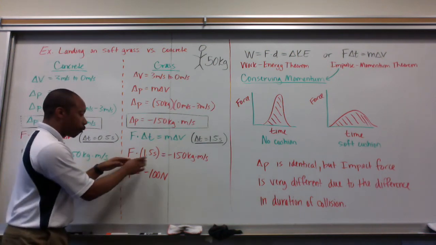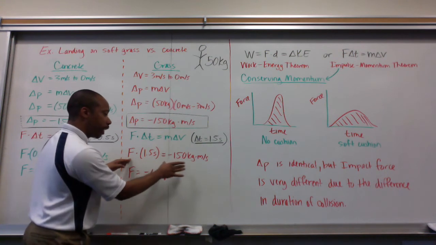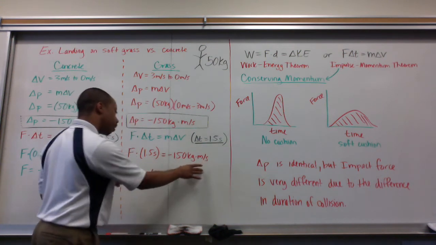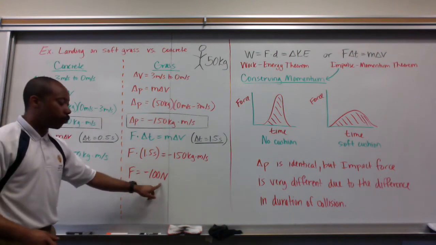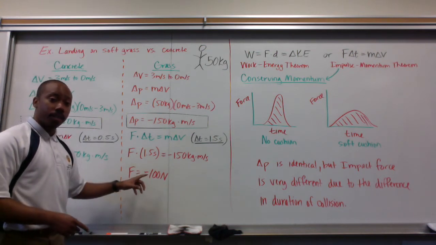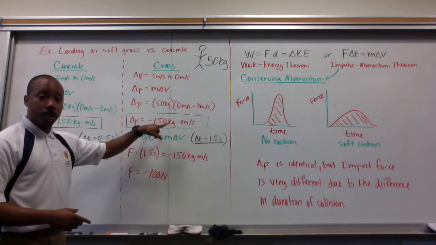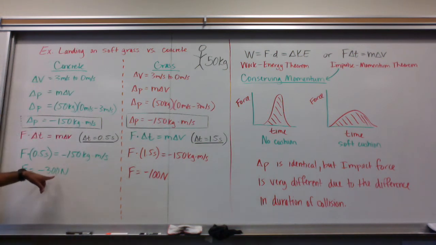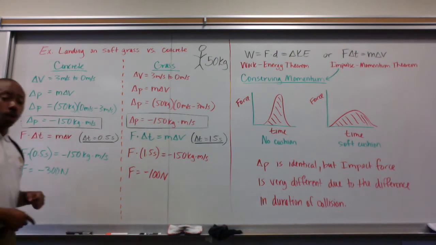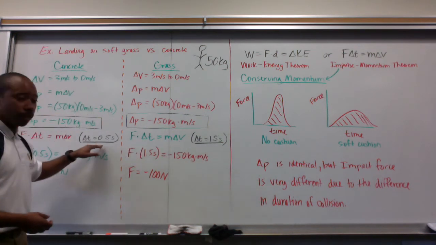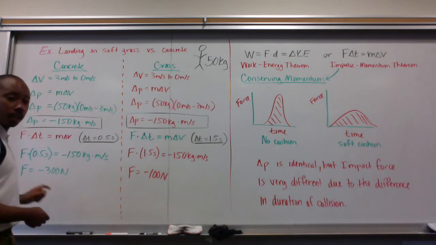So force exerted for 1.5 seconds in order to change your momentum by the same amount, 150 kilograms times meters per second, you solve for force, you get 100 newtons. So the grass exerts 100 newtons on your body to have the same change in momentum, whereas the concrete exerts 300 newtons on your body to have that same change in momentum. So it's the surface, and it's the amount of time your body's in contact with that surface that determines the force exerted on your body.